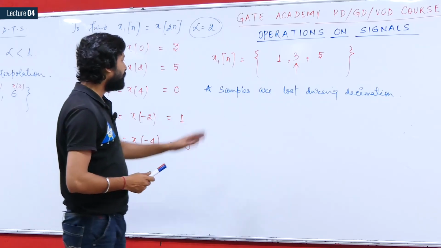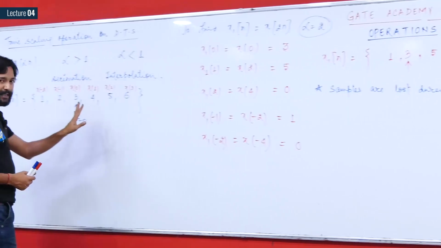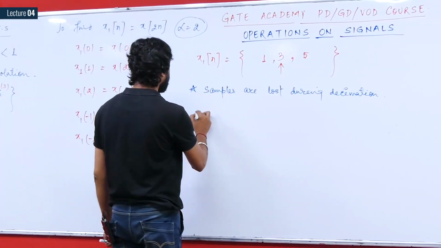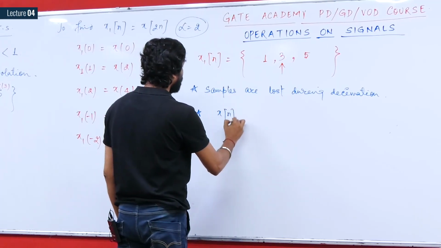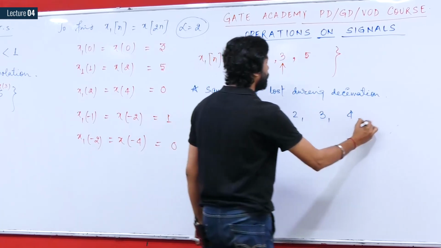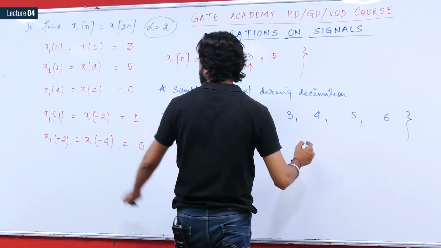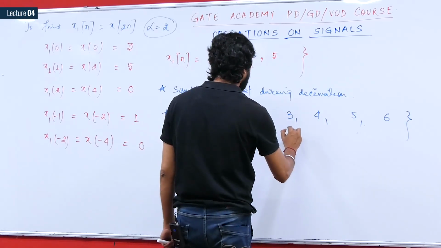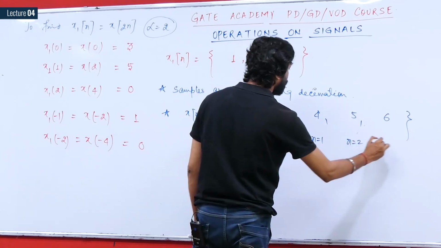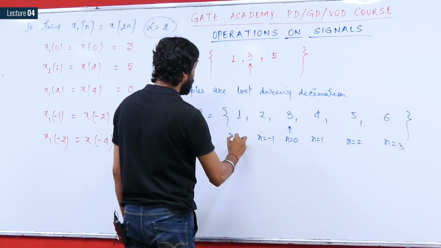For the time being, we have seen that if we have decimated a signal, you can apply this procedure by one more method. Take the signal x of n that has values 1, 2, 3, 4, 5 and 6, where here you have taken n equals 0, here it is for n equals 1, n equals 2, n equals 3. Similarly, it is for n equals minus 1 and n equals minus 2.